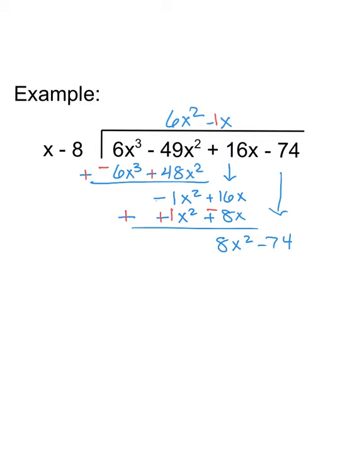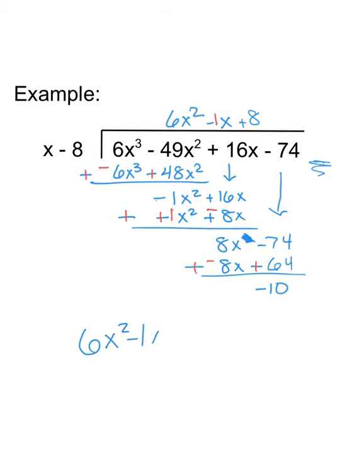X times what gives me 8x squared? Sorry, this should not be a squared. X times what gives me 8x? Hopefully you pick 8. So this is 8x minus 64. We're going to subtract. I like to keep, change, change. 8 plus negative 8 is nothing. Negative 74 plus 64 is negative 10. There's nothing left over here to carry down. So my answer is 6x squared minus 1x plus 8. Since my remainder is negative 10, I'm going to write minus 10 over x minus 8.